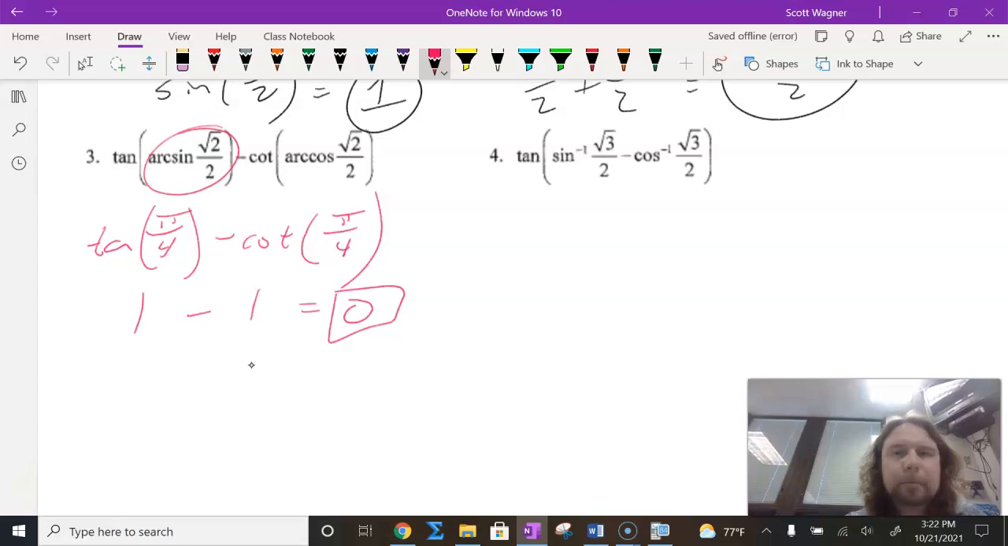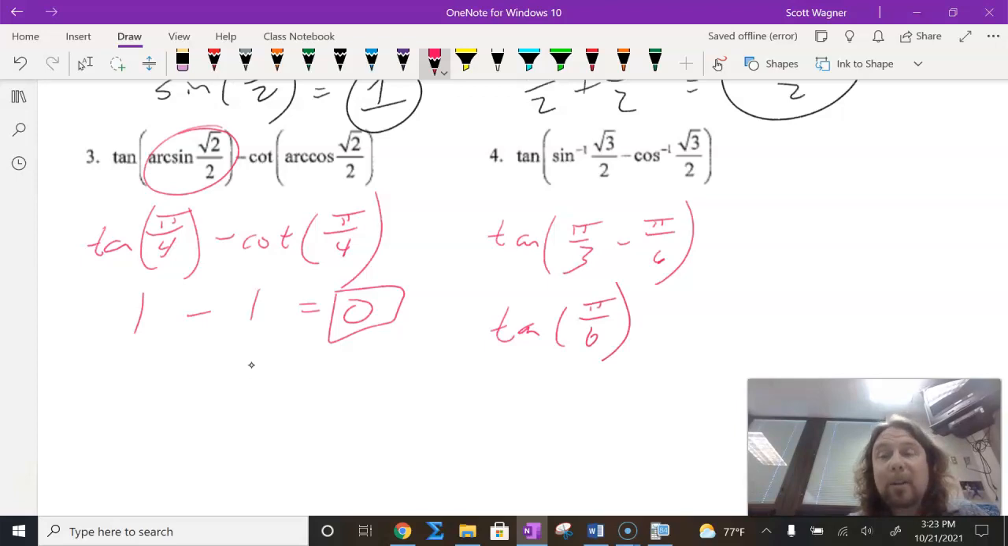Number 4 right there, tangent still on the outside, not going to do that yet, but the inverse sine of root 3 over 2 is going to end up being pi over 3, and then the inverse cosine of root 3 over 2 will end up being pi over 6. I need to make sure I subtract them, get a common denominator. When I do that, I get tangent of pi over 6.